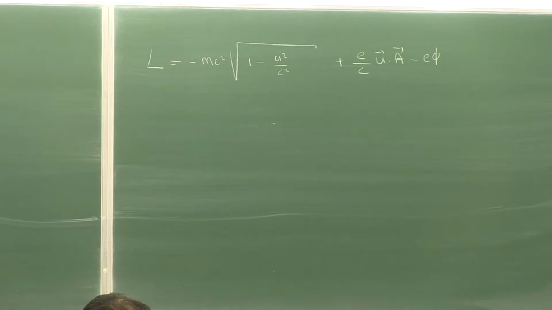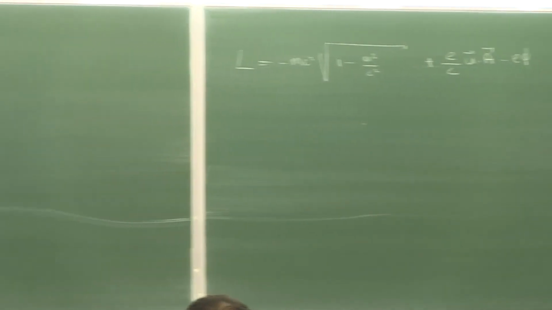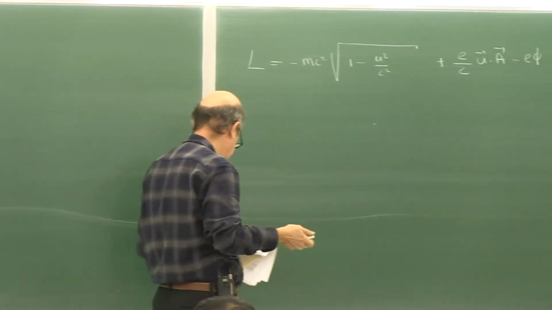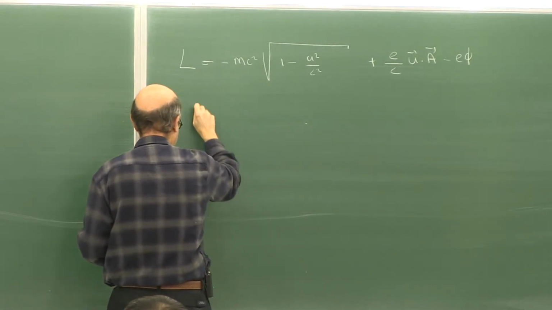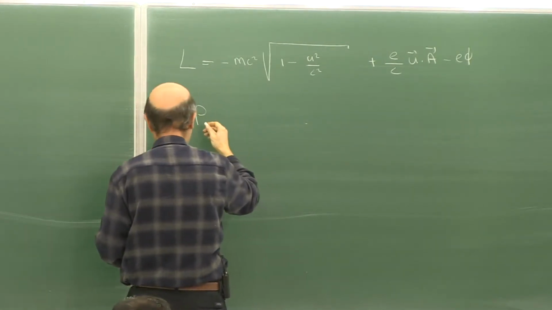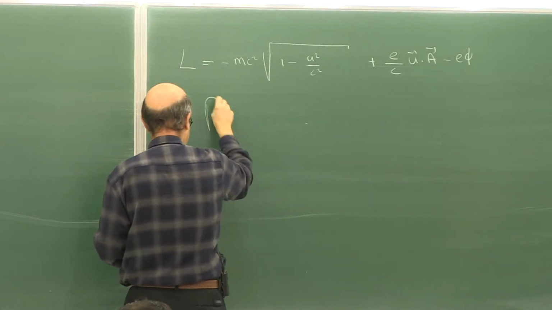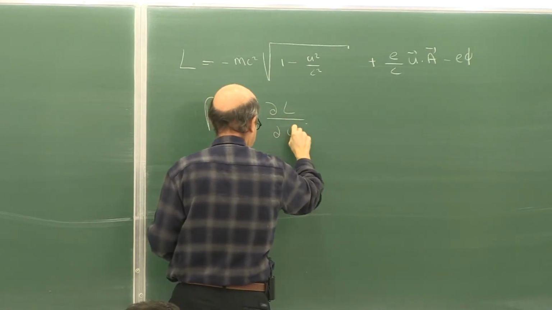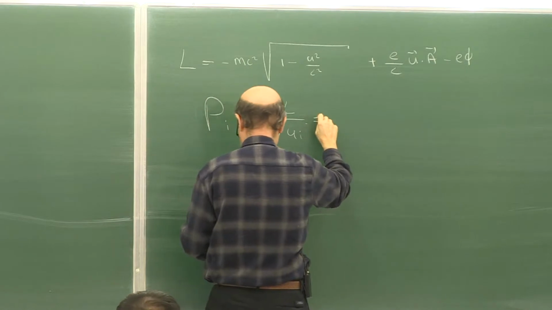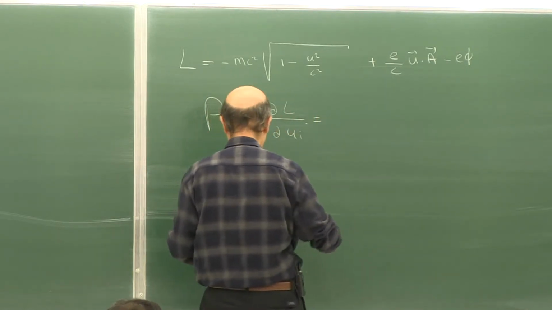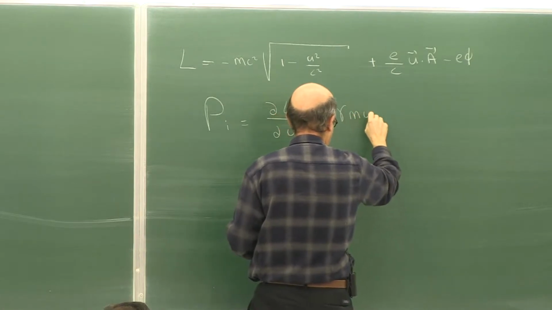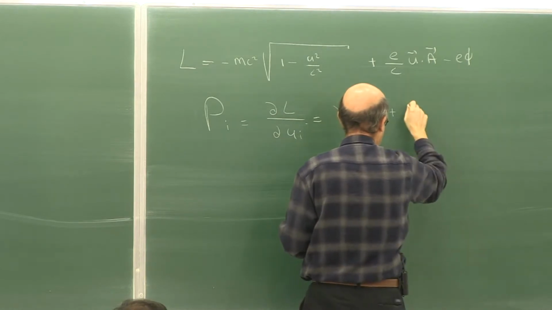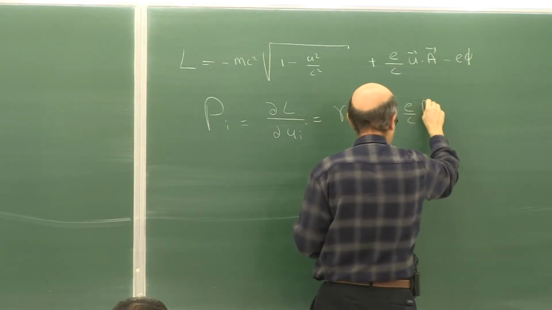So in order to find the Hamiltonian, we have to find the canonical momentum, multiply it with the velocity u, and subtract the Lagrangian. So the canonical momentum Pi is the derivative of the Lagrangian with respect to the velocity. And if you do this, you will find gamma m u_i, plus the derivative of this with respect to u_i, which will be e over c A_i.